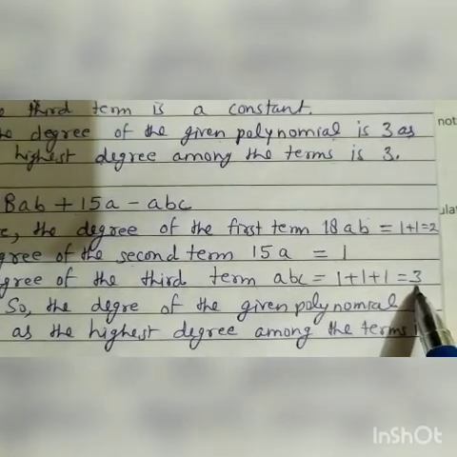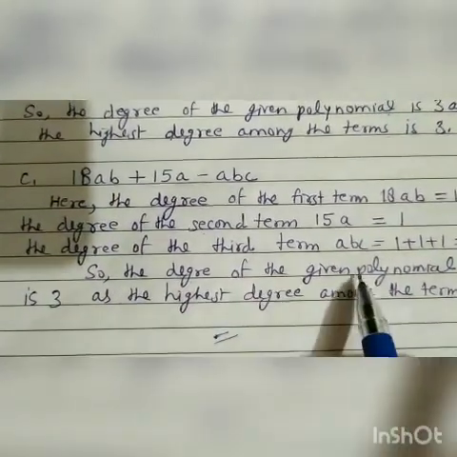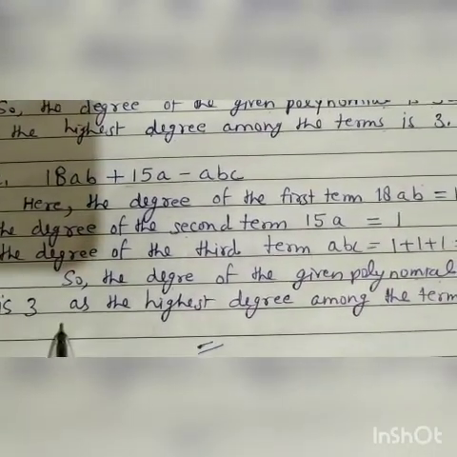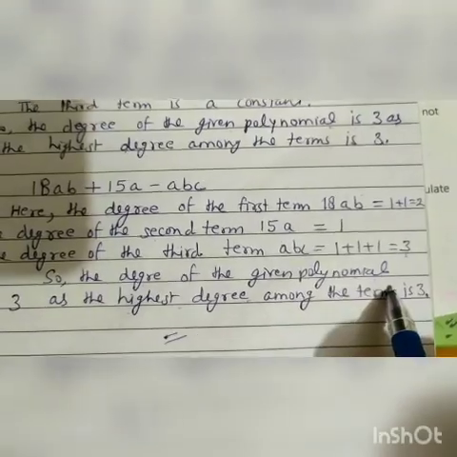But which is the highest degree among these three? It is 3. So the degree of the given polynomial is 3, as the highest degree among the terms is 3.